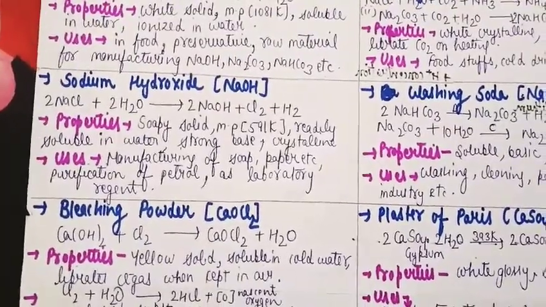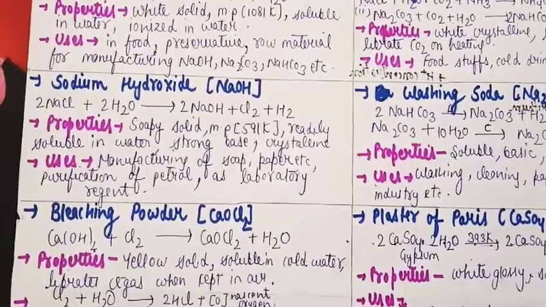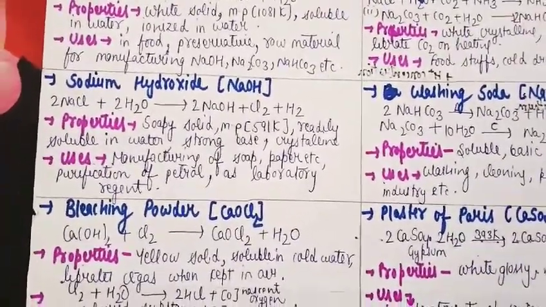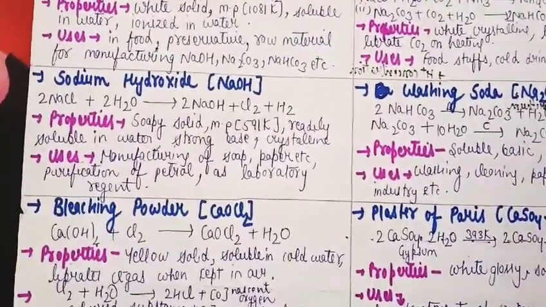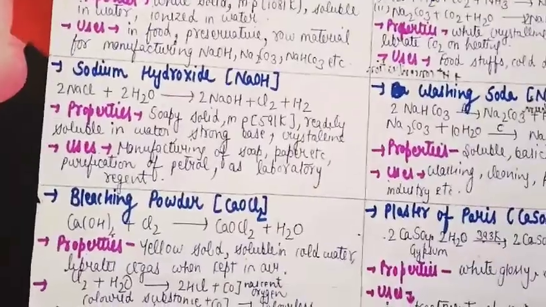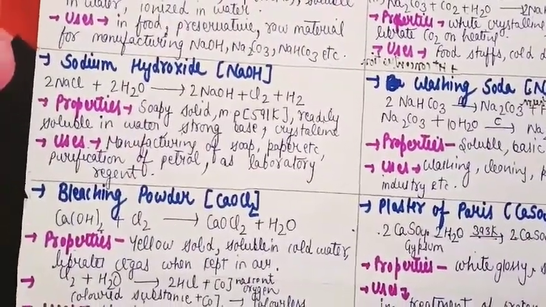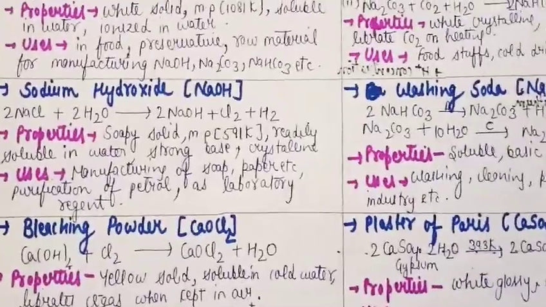Now, what are the properties of this? It is a white soapy solid substance. The melting point is about 591 Kelvin. It is readily soluble. What is readily soluble? When we mix it, some of the particles remain at the bottom and some of the particles get mixed with the water. It is readily soluble in water and is a strong base. It is ionized as Na plus and OH minus in aqueous solution.